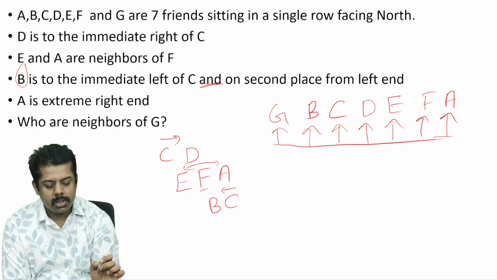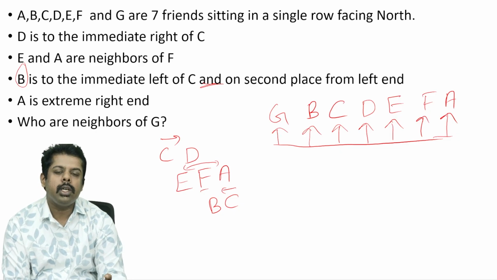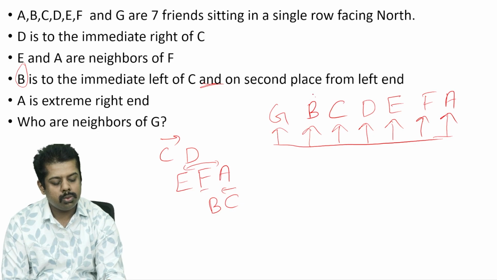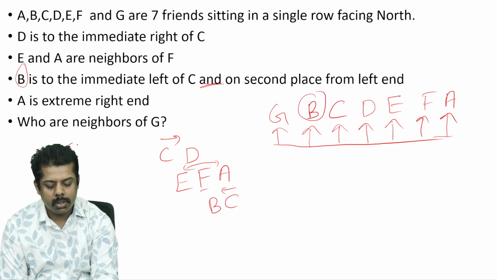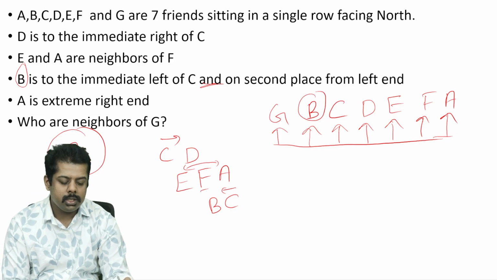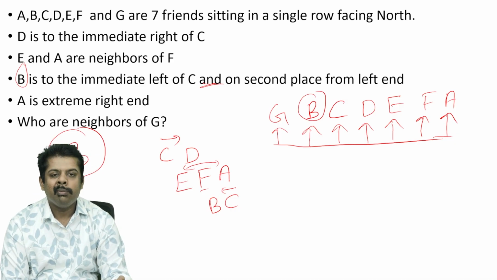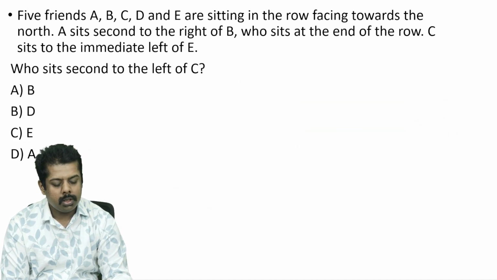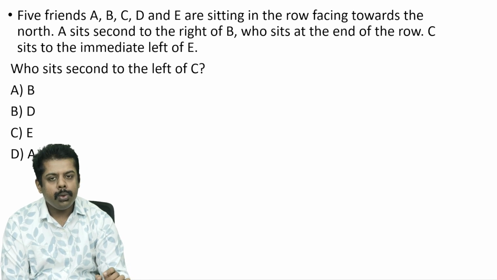Now what was the question? Who are the neighbors of G? As we see, we have only one neighbor of G, who? B. So the answer has to be B here. So the neighbor of G is B. Hope that you are getting it. Now moving to the next set.